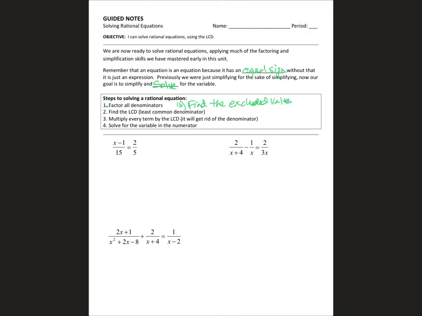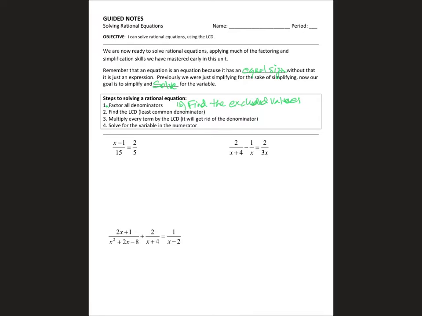values, okay? And if you remember from our discussions previous to this particular lesson, an excluded value is a number that makes the denominator 0. So a number that I plug in for the variable that makes the denominator 0. Because all a rational expression is division, right? And we all know, based on our mathematical work throughout our careers, that you cannot divide by 0.